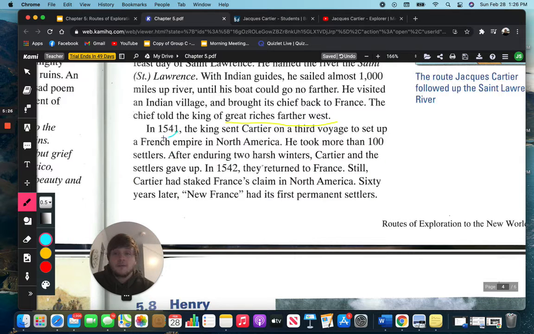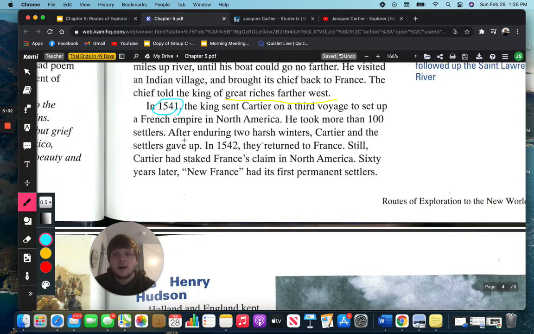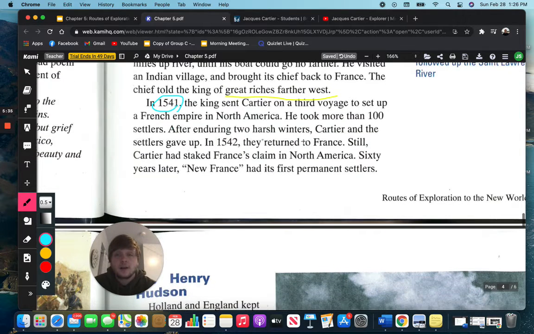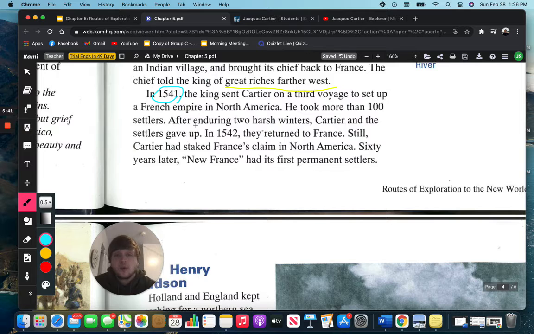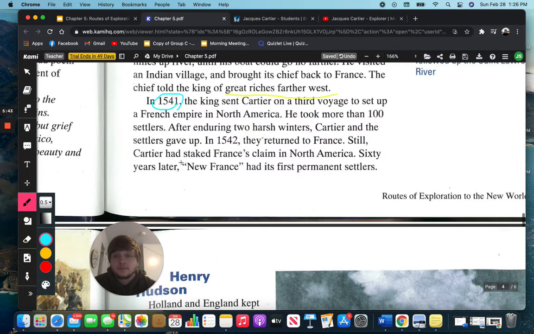In 1541, the king sent Cartier on a third voyage to set up a French empire in North America. Okay, so he wanted to set up a French empire in North America. He took more than 100 settlers. After enduring 2 harsh winters, Cartier and the settlers gave up. In 1542, they returned to France.